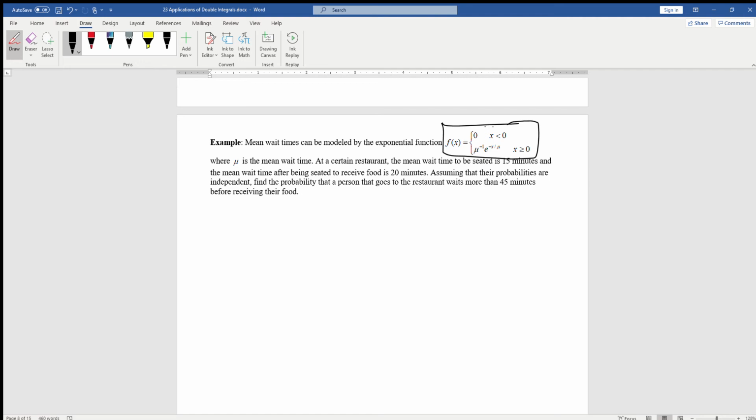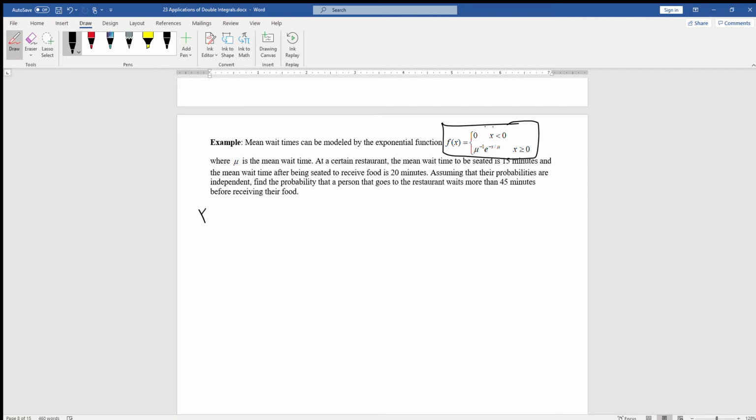So let's say at a certain restaurant the mean wait time to be seated is 15 minutes and the mean wait time to receive your food is going to be 20 minutes. Assuming that the probabilities are independent, find the probability that a person goes to the restaurant and waits a total of more than 45 minutes before receiving their food. Alright, so there's two events going on here.